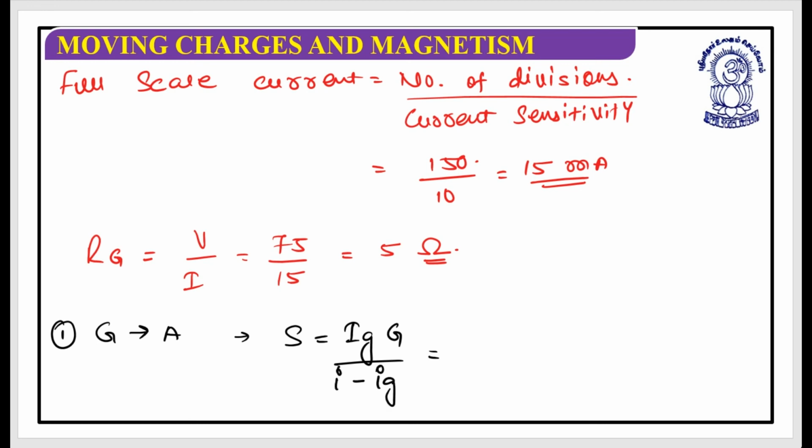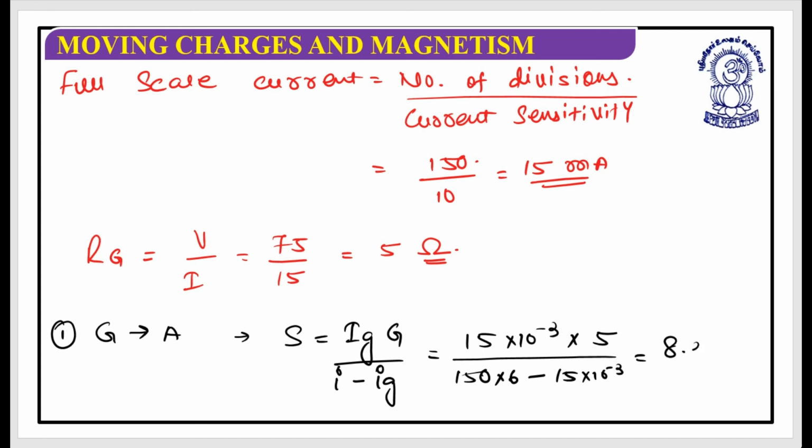So if I put in the values, Ig is 15 into 10 to the power minus 3, multiplied by the galvanometer resistance, which is 5, divided by I, which is 150 into 6, minus 15 into 10 to the power minus 3. That comes to 8.3 into 10 to the power minus 5 ohm.